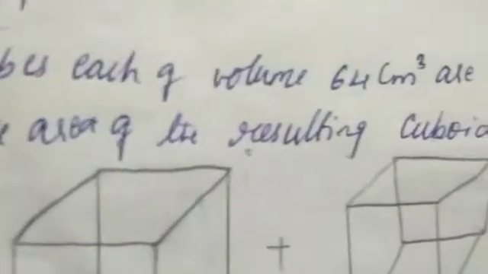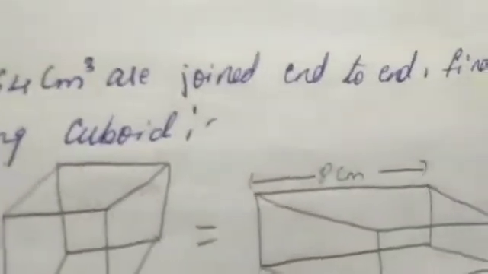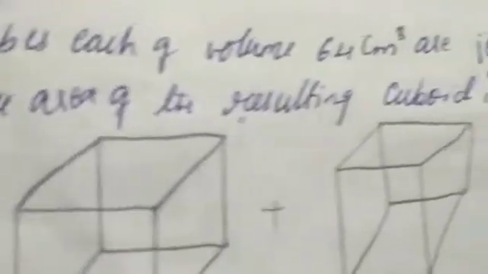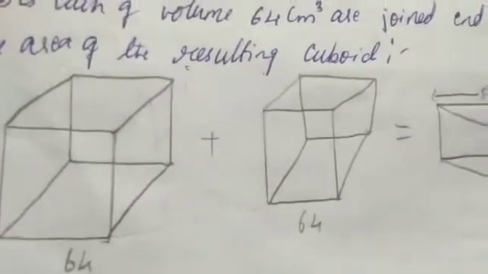Let us get into exercise 15.1. First question. Two cubes, each of volume 64 centimeter cube, are joined end to end. Find the surface area of the resulting cuboid. Okay, so friends, this is the diagram.